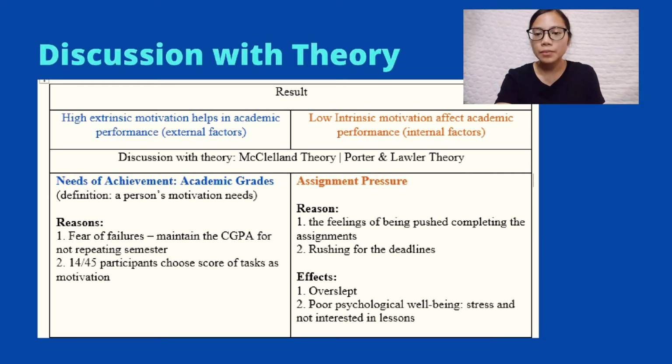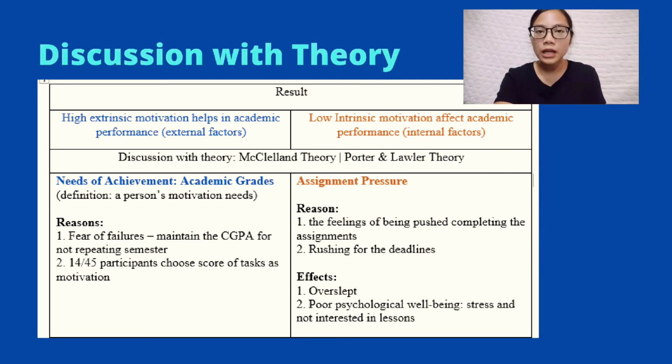So first, I'm going to explain the first result finding for our first research question, which is that high extrinsic motivation helps academic performance. They focus on external factors. First, needs of achievement, which means a person's motivational need to achieve their goals. This concept is related to academic grades. Assignment grades or exam grades can be the main motivational needs for students because they fear failure. So they need to maintain their CGPA to avoid repeating the same semester again.